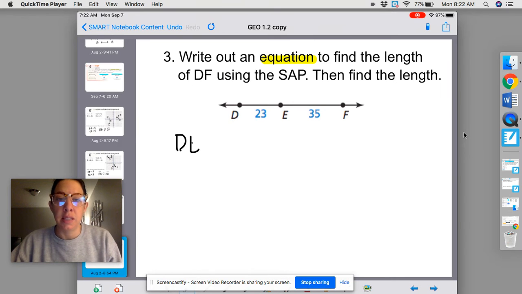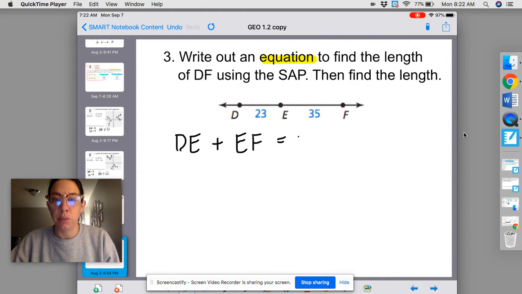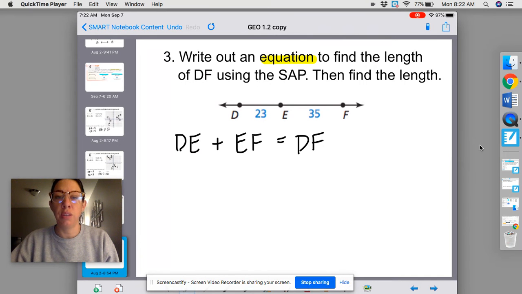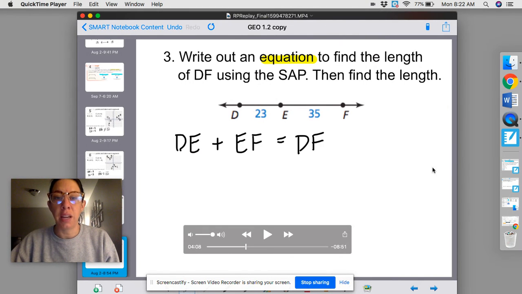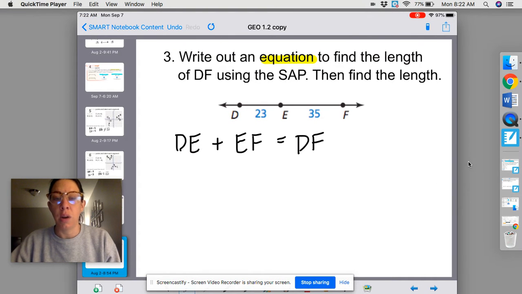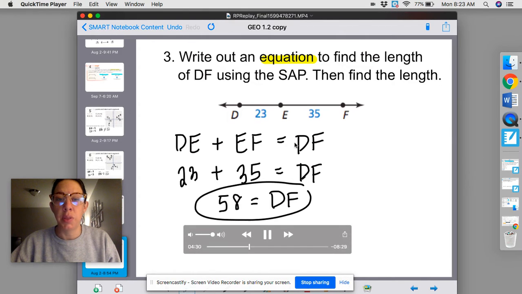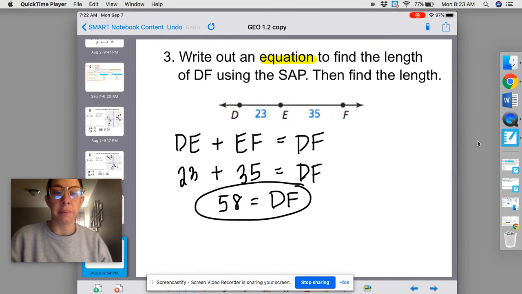What that looks like is the length of DE plus the length of EF is equal to the length of DF. So you're just writing that out with no numbers or anything. You're just using the letters, the segments. And then I can plug in, or replace, DE is really 23, the length of EF is 35, and I don't know what DF is, so I'm just going to leave it. And then I can combine like terms. 23 plus 35 is 58. And that gives me the length of DF. So again, it might seem silly, but this part is crucial for later.